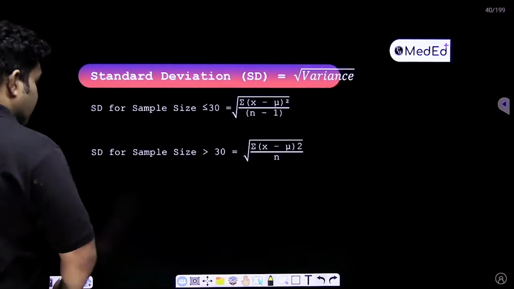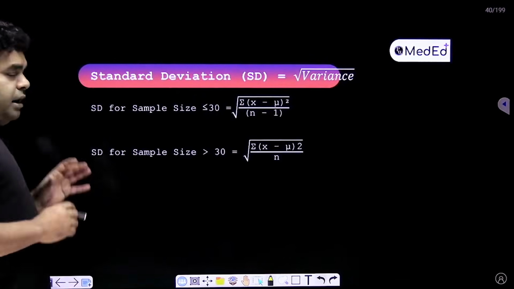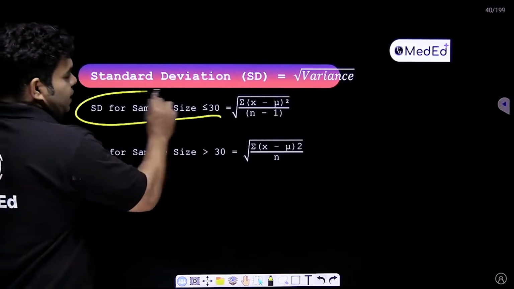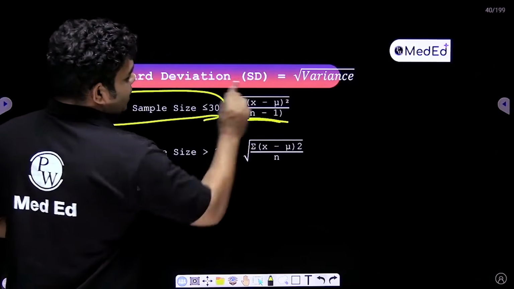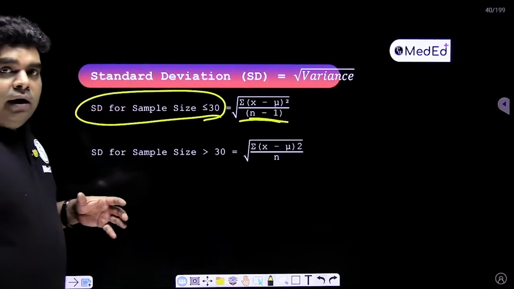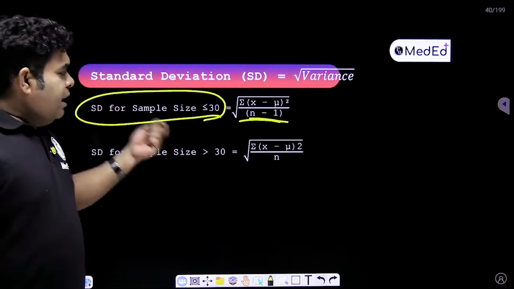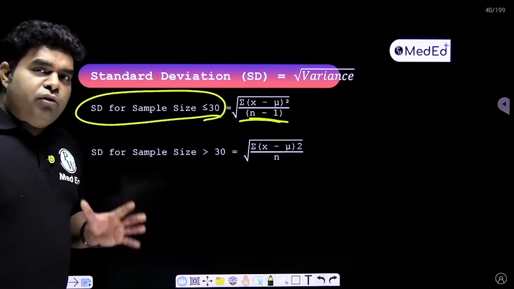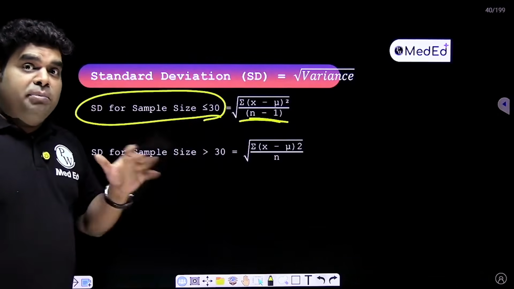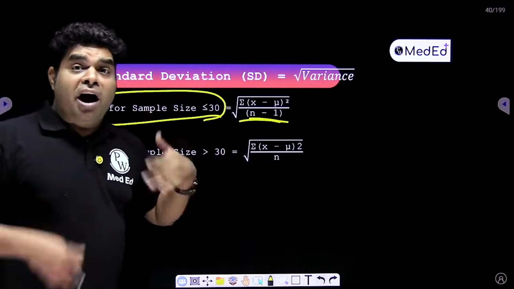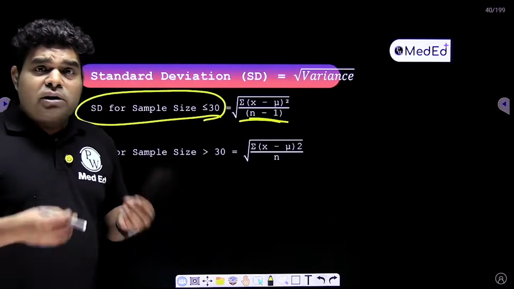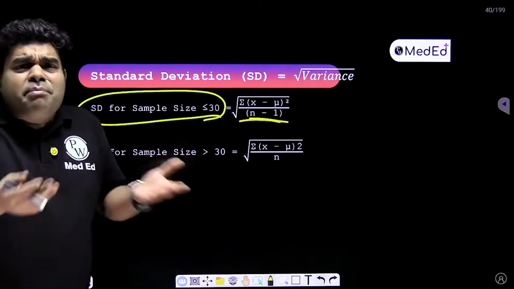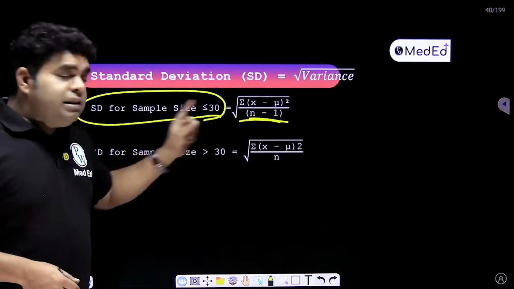The thing is that if you have sample size less than 30, then formula is n minus 1, because till 30 removing 1 matters. See, the point is very simple. If you remove 1 from 10, it matters because you have removed 10%. But if you remove 1 from 100, does it matter? No, because if you are removing 1 from 100, you just have removed 1%, it doesn't matter. So we remove 1 till 30.